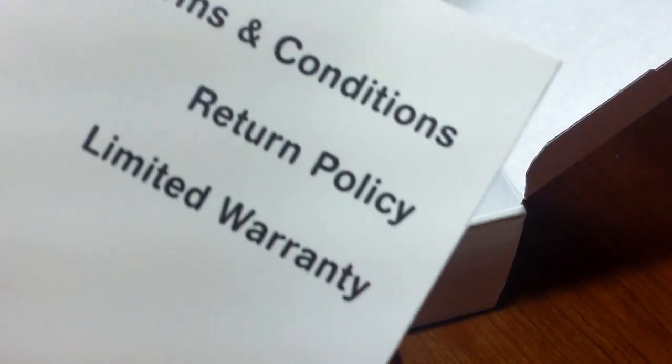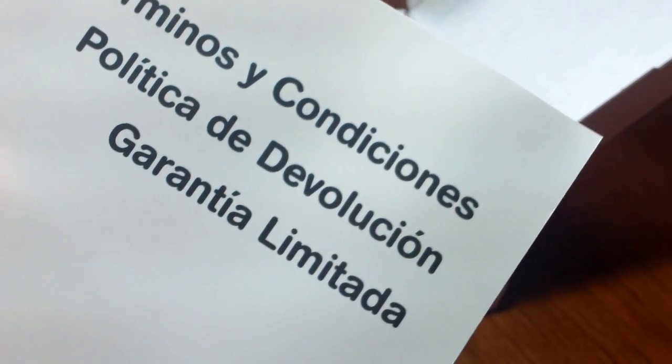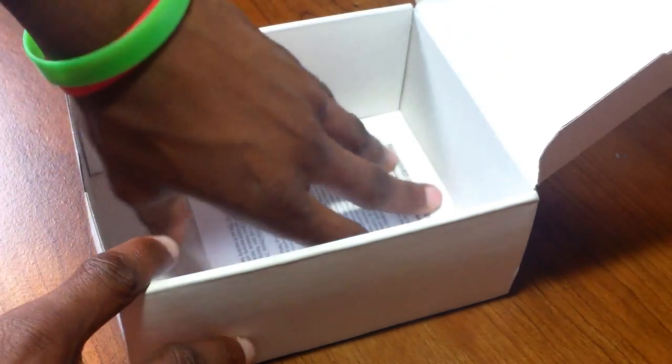You also have the new SIM card that came with it from T-Mobile to replace the old one. Next, you have your welcome user start guide that you can read anytime. And you have your terms and conditions, return policy, limited warranty, términos y condiciones, and that's in Spanish, of course.